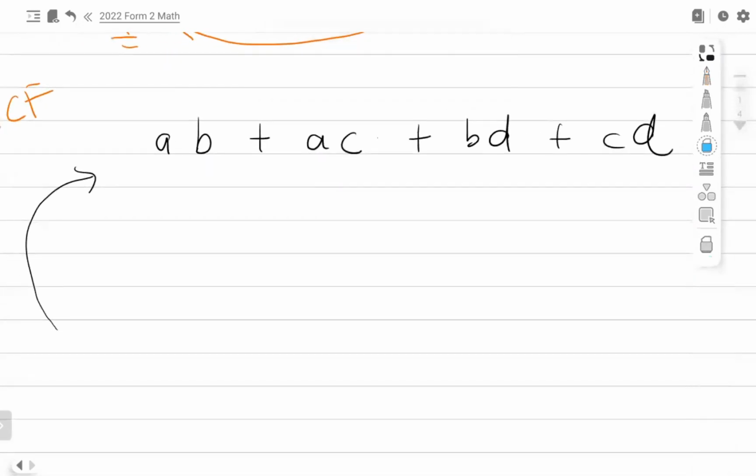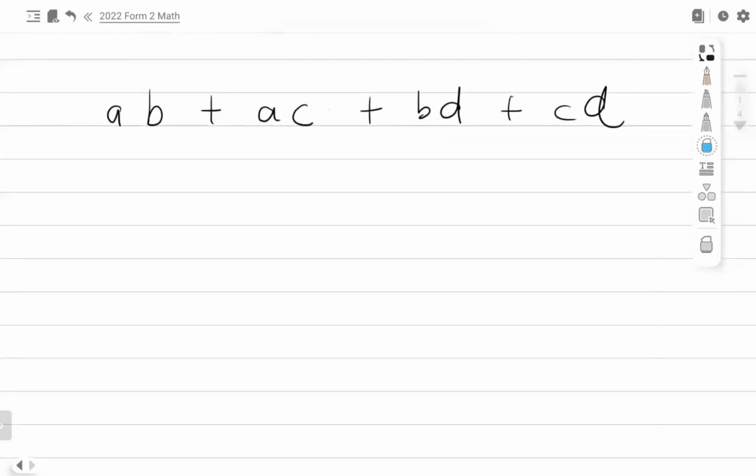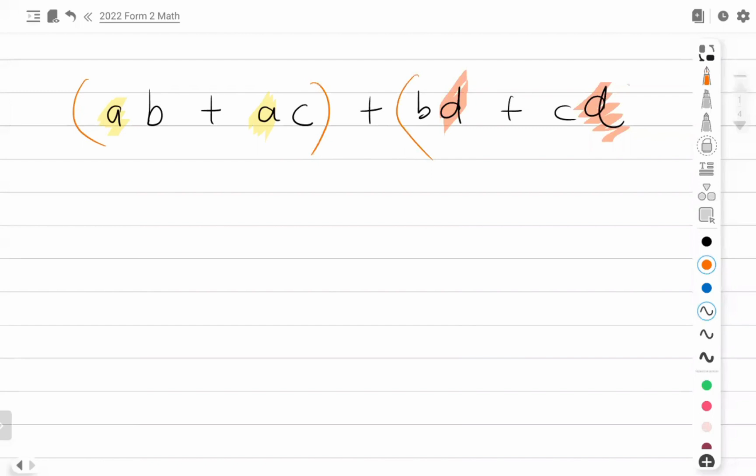Okay, you check. AB plus AC plus BD plus CD. Is there any common factor for 4 terms there? No, right? But we can find out that the first and second term, they are sharing letter A. Then for the third and fourth term, they are sharing same letter D. So that's the common factor. It seems like it's split to half already. Split to half.